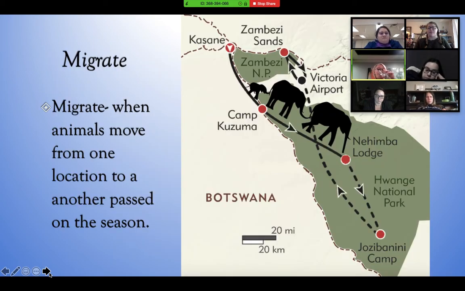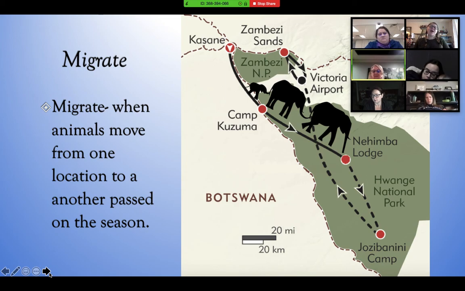The next one is migrate. So that is when an animal moves from one location to another as the seasons pass. So this is a visual representation of the African elephant migration from the Zambezini camp in Central Africa to the Zanzibani camp in Southern Africa. So that just shows them moving season to season.